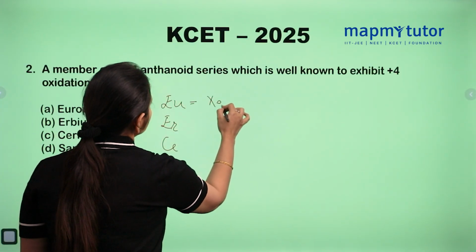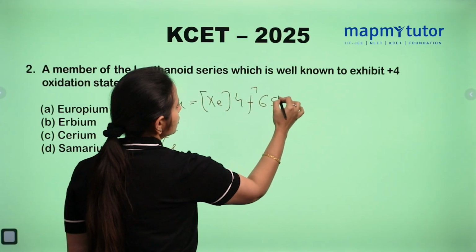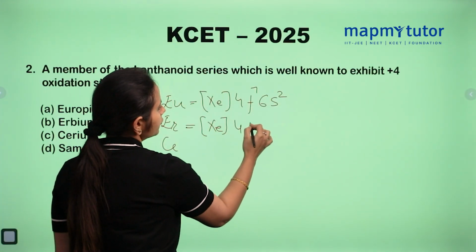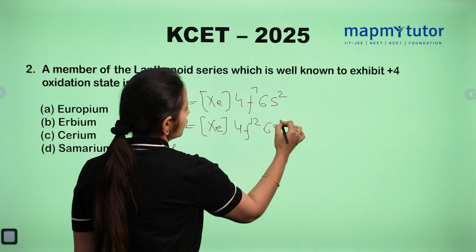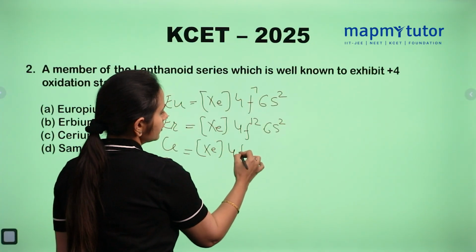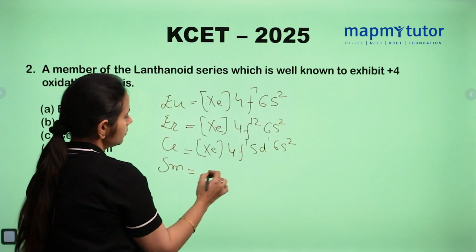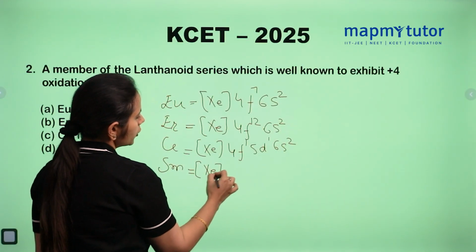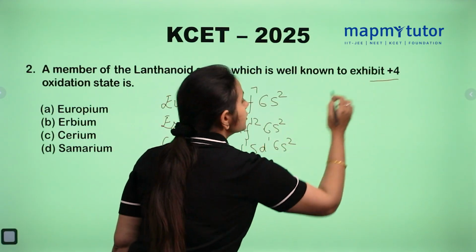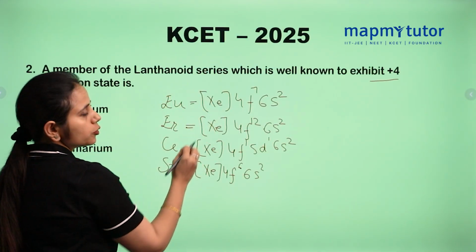Europium is xenon 4f7 6s2. Erbium is xenon 4f12 6s2. Cerium is xenon 4f1 5d1 and 6s2. What is it for samarium? It is xenon 4f6 and 6s2. He is talking about the +4 oxidation state, so from all the elements we need to remove 4 electrons.